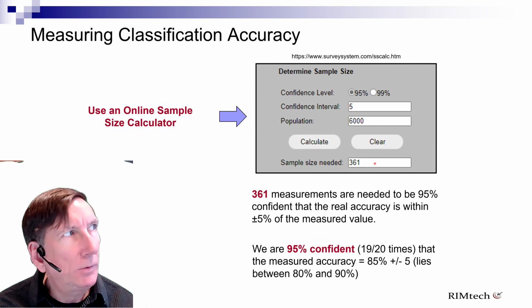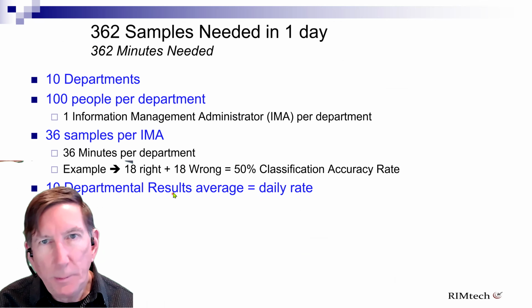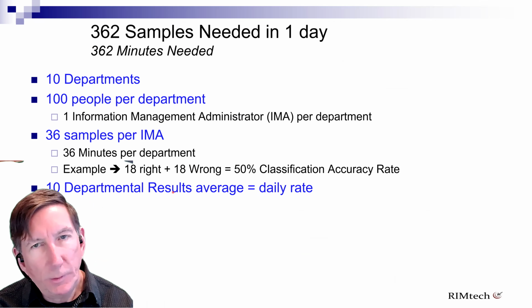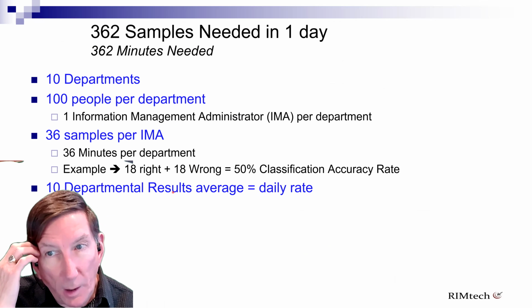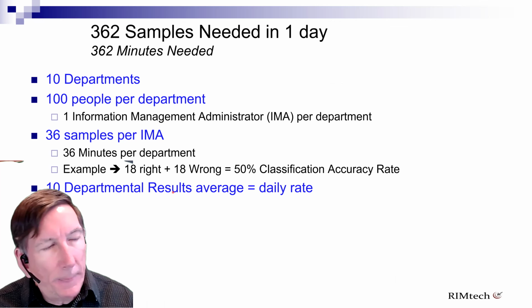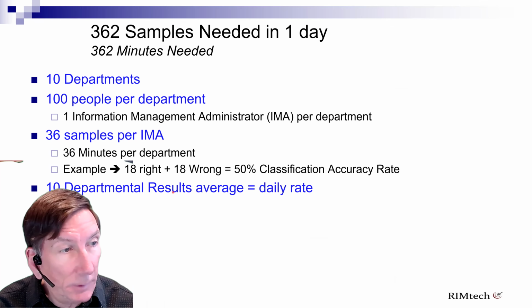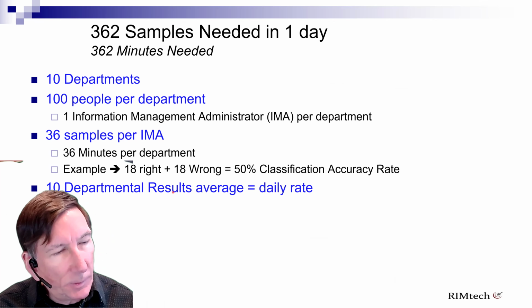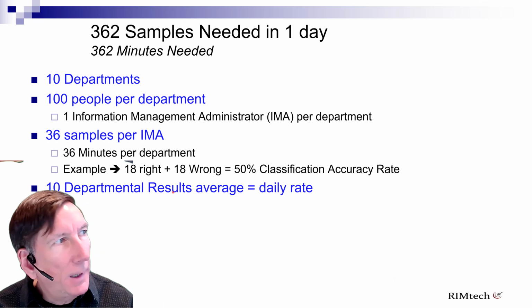So now, how do we do this in a single day? Well, here's how. We have 10 departments, 100 people per department. That means we distribute 36 samples per department, 36 each. That'll take each department 36 minutes to pull off. How do they do it? Very simple. They bring up in SharePoint all the records that came in that day, 600 of them, let's say, for each department. And then on the right-hand screen, they bring up the retention schedule. In SharePoint, they randomly pick 36 out of the 600, and they read the classification.